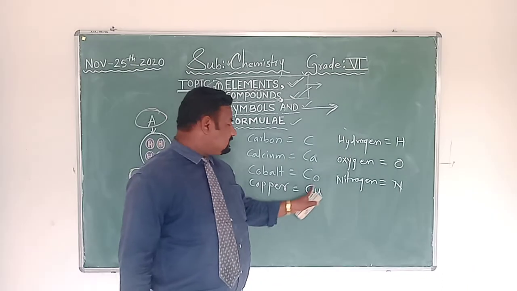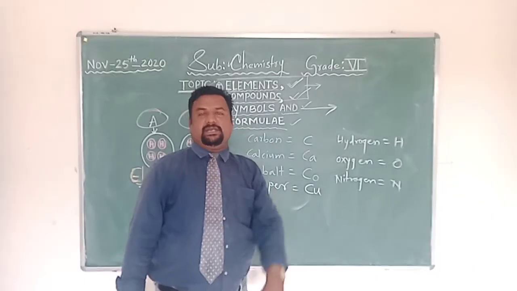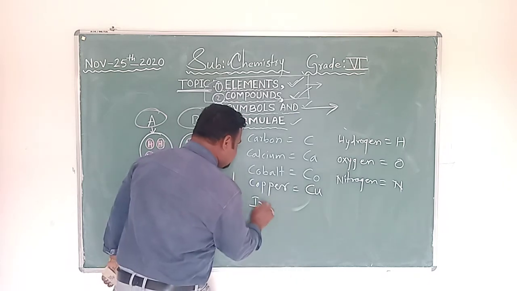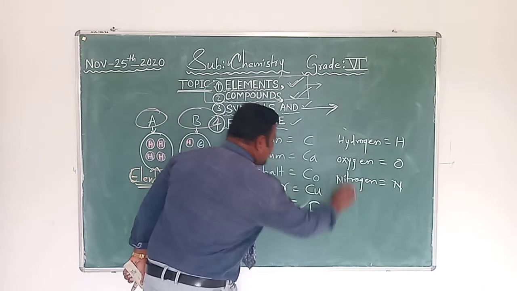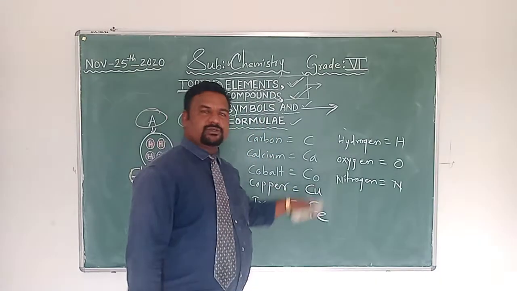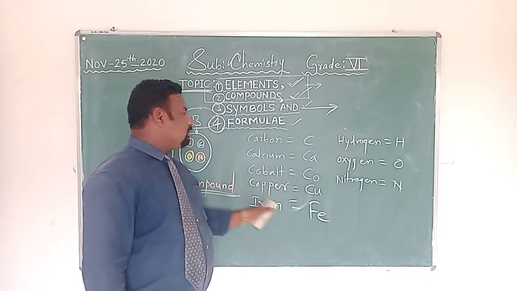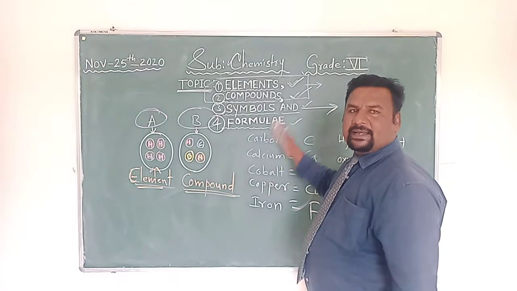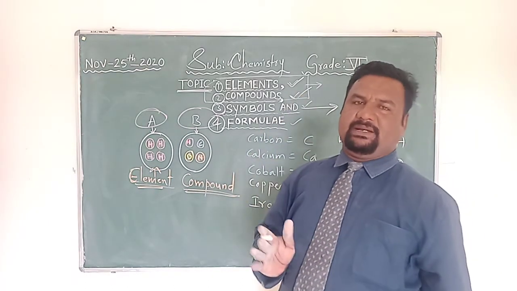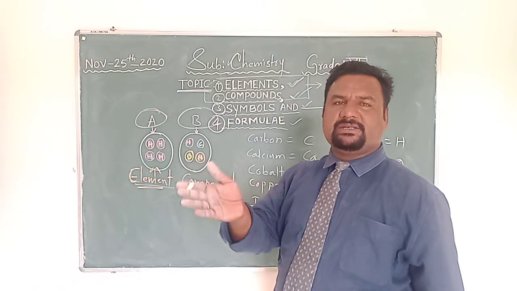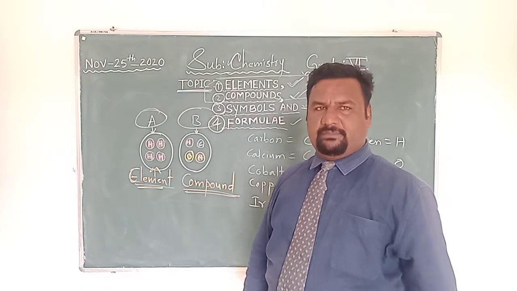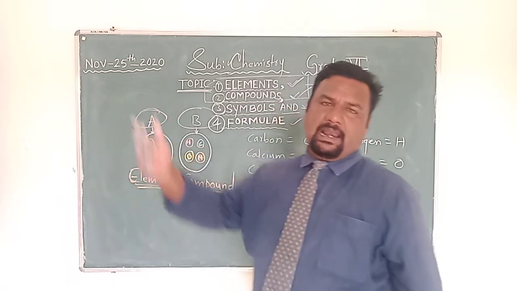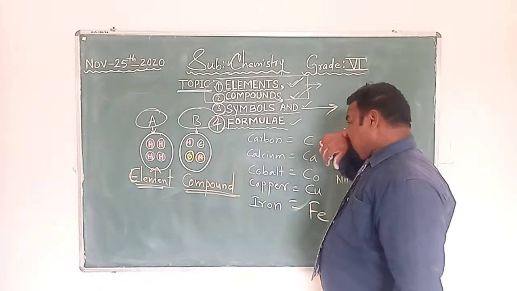Why? In this case, because these two letters are taken from its Latin name, Cuprum. Like this, Ferrum, for iron, they have given the symbol as Fe. So symbols are decided based on the first letter of their name in English. And if the symbols of many elements begin with the same letter in English, then they go for their Latin names. The first letter and the second letter of the symbols are taken from their Latin names. So based on this, symbols are decided.